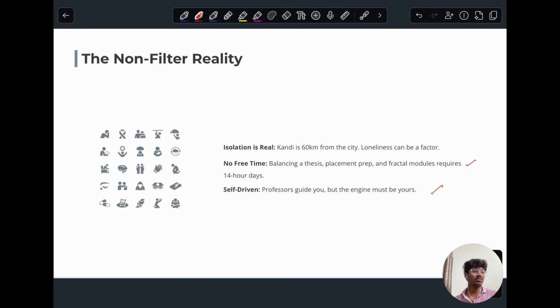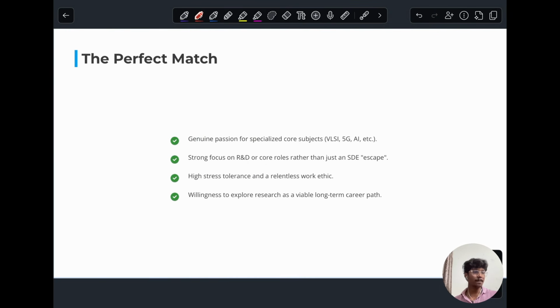The campus is a bit isolated. It is in the Karnataka district, 60 kilometers outside of the city. So yeah, you can see the pointers which I have talked about here.